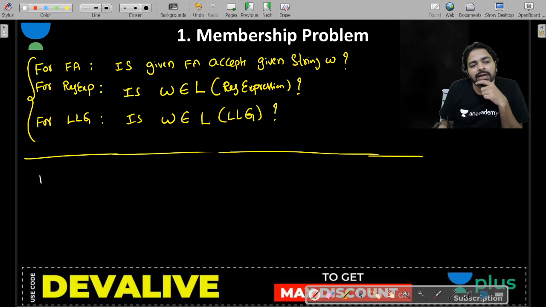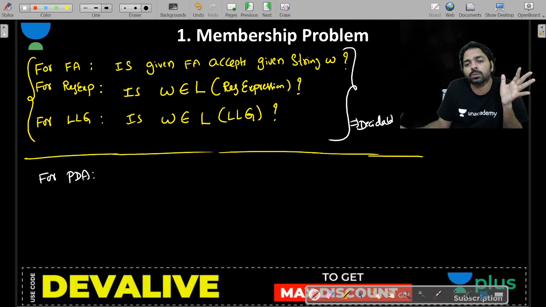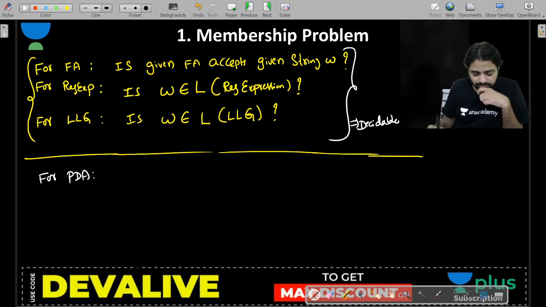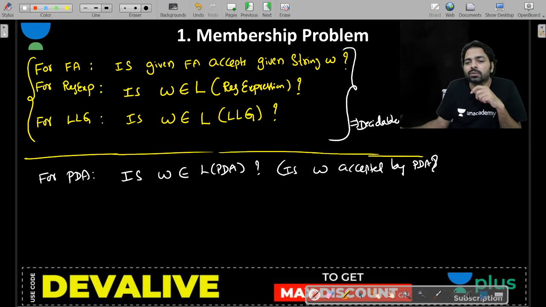Now similarly, can I apply it to PDA also? But I'm not saying decidable or undecidable now. I told you this problem is decidable. This one I say decidable, but the remaining I'm not going to tell you, because first I want you to understand the definition. For PDA, how to apply, guys? Is W in the language of the PDA? It means, is W accepted by the PDA. Okay, we may have an algorithm. That's okay, that we will see tomorrow. Do you really have an algorithm or not?